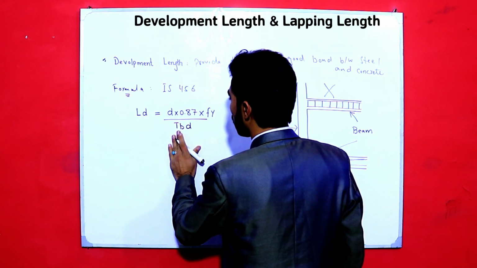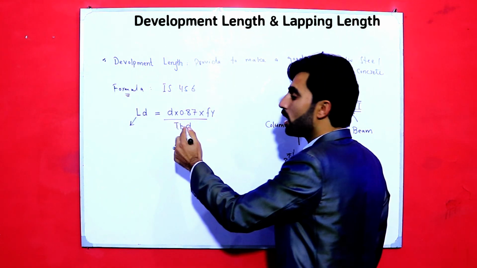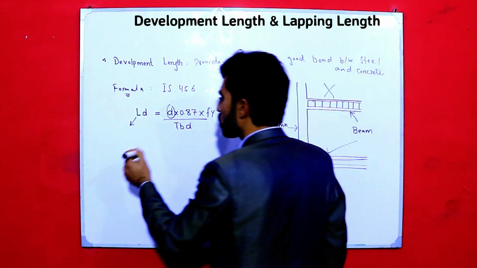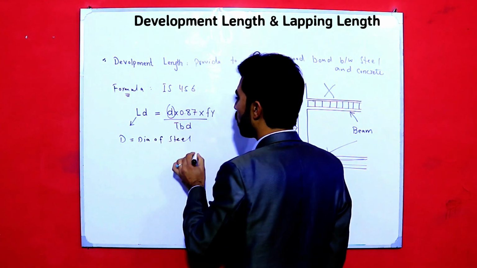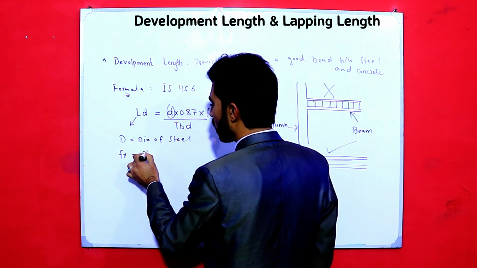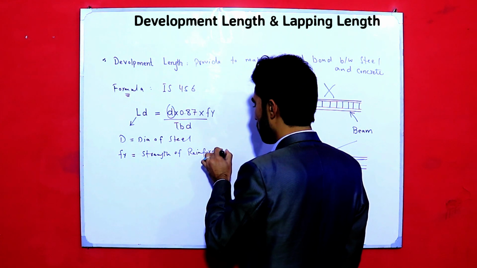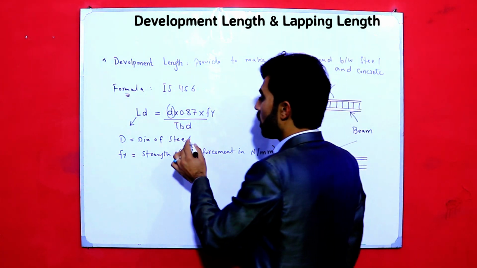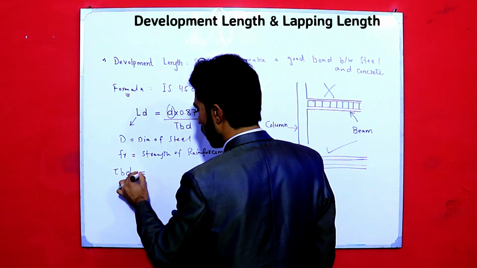Now guys, what is LD? LD is the development length, and D is the diameter of the steel bar which you are using in the plinth beam. So D is the diameter of steel. 0.87 is a constant value, and yield stress is the strength of reinforcement in Newton per mm square. This is the strength of steel. And TBD, what is this? This is the bond stress.